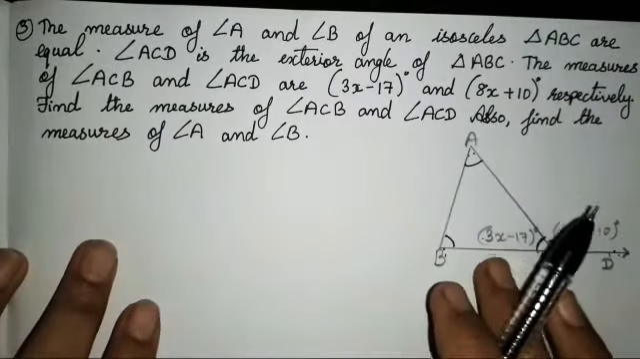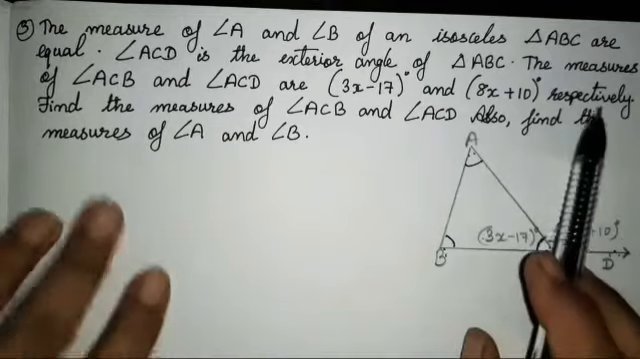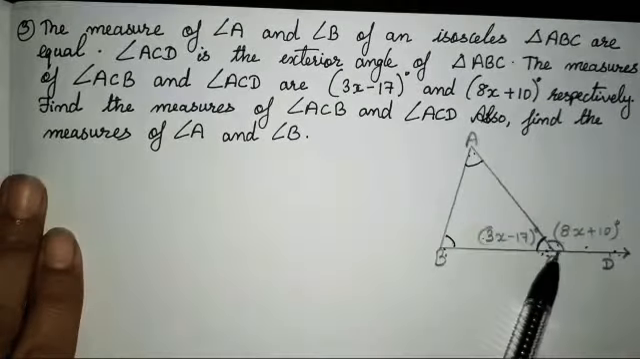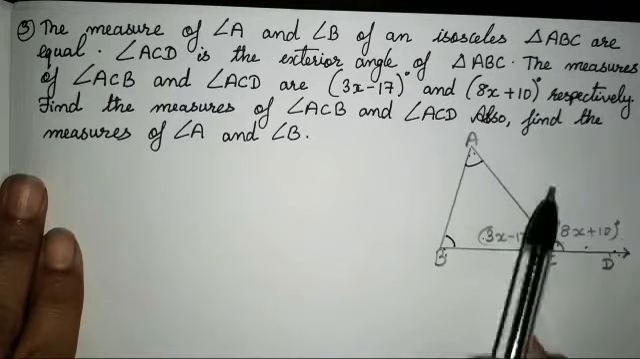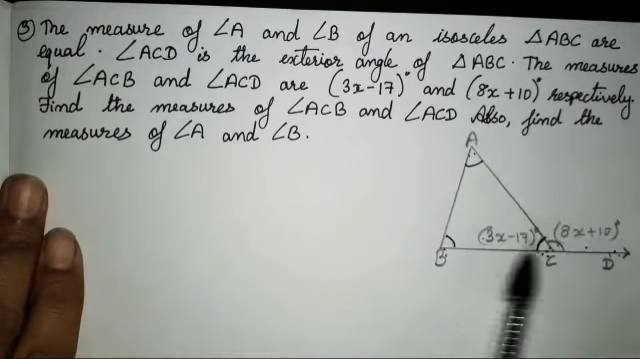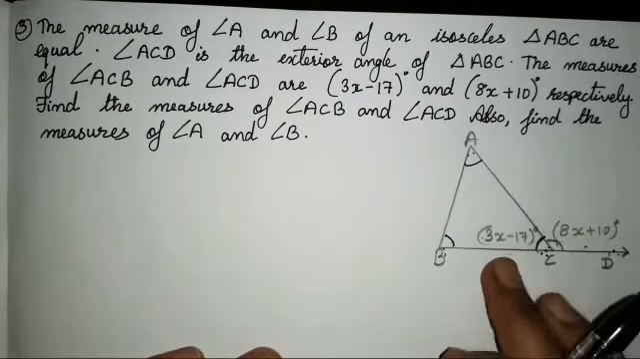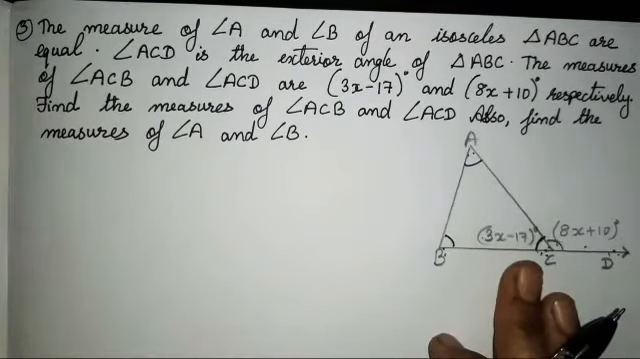So this diagram has been given in the textbook, children. So respectively find the measures of angle ACB and angle ACD. So we have to find the measures. Actual measurements कितना है, actual degrees कितना है, we have to find it over here.